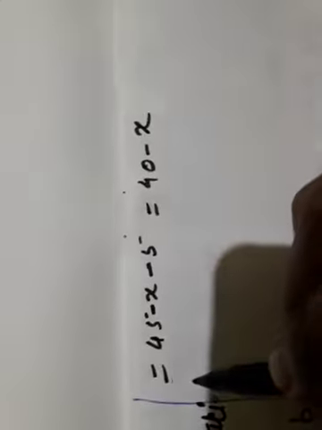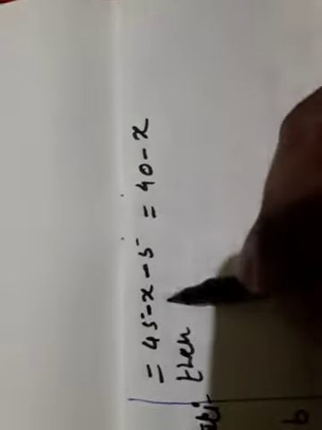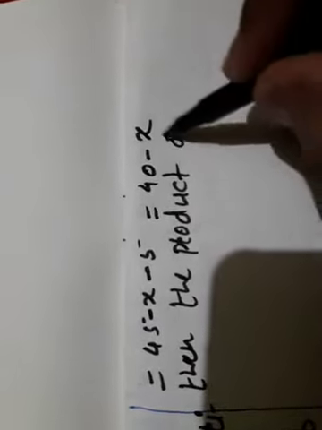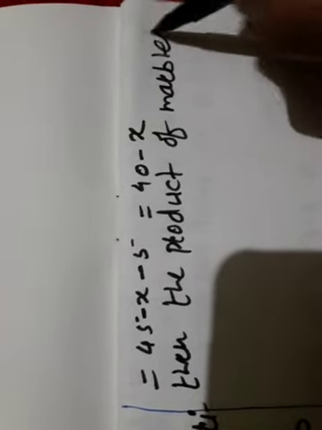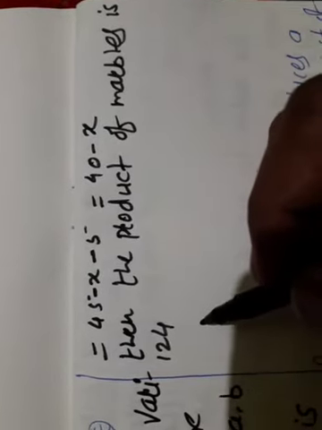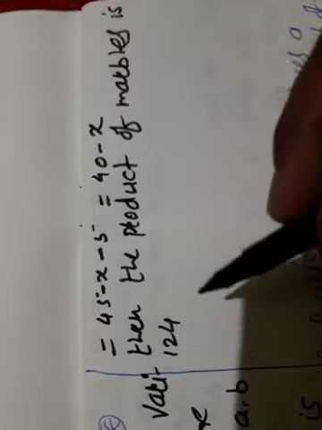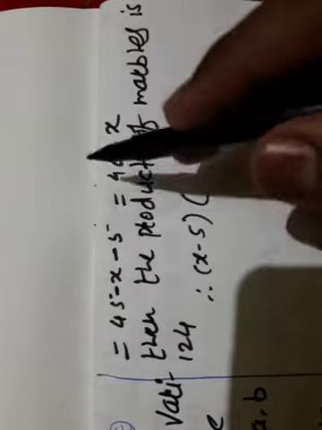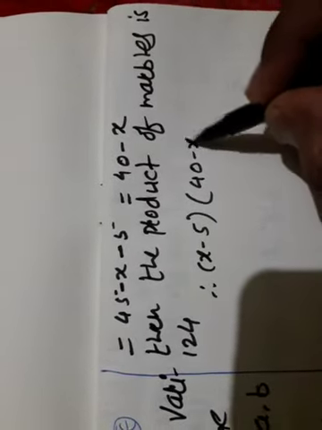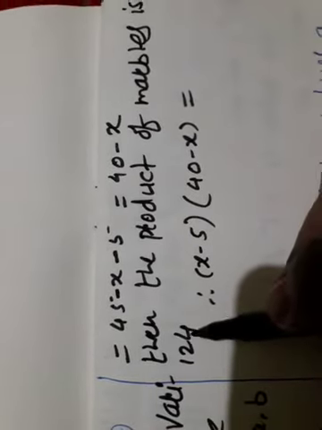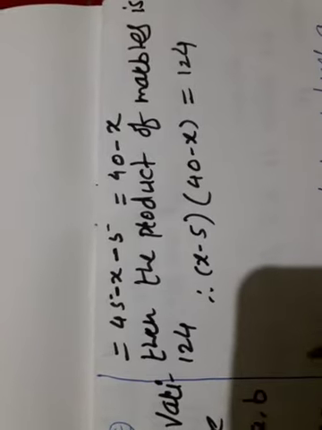Then the product of marbles now, look here, I'll write what I said: the product of marbles is 124. After losing 5 marbles, John has x minus 5, as we have seen, and Jivanti has 40 minus x. So (x minus 5) times (40 minus x) is equal to the product, which we have written here as 124. Got the idea of what I did?